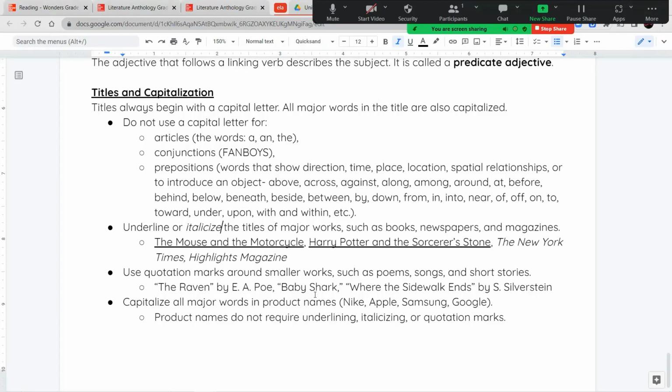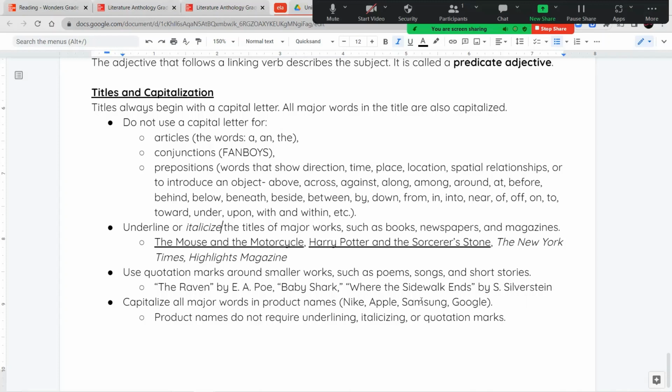You can also use quotation marks around smaller works like poems or songs or short stories. So "The Raven" is a poem by Edgar Allan Poe, so we put quotation marks around it. "Baby Shark" is a song. "Where the Sidewalk Ends" is a poem by Shel Silverstein.